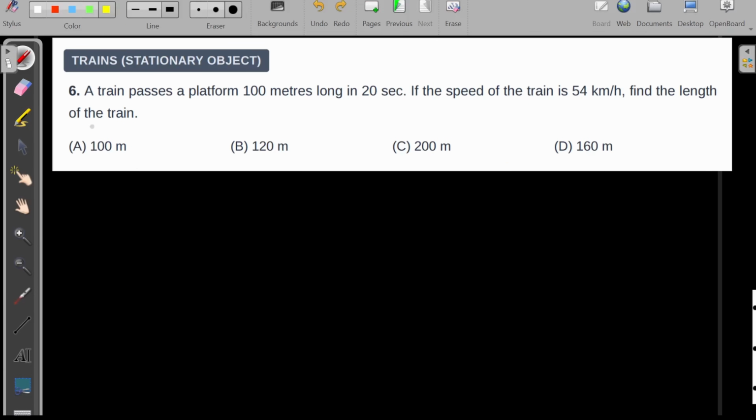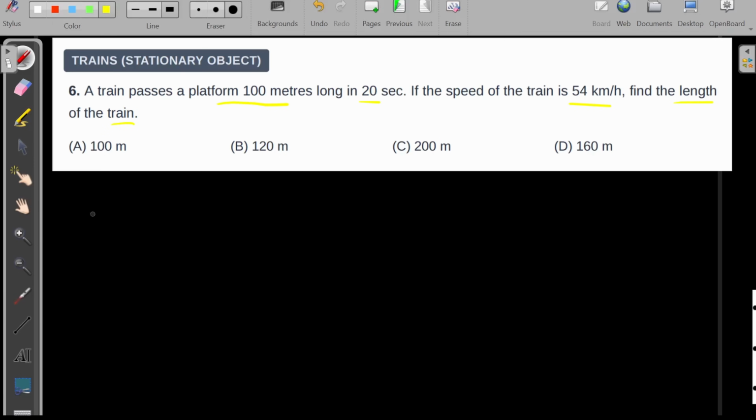Now let's move on to question number 6. A train passes a platform that is 100 meter. So a platform length is given, 100 meter, and the train took 20 seconds to pass that platform. If the speed of the train is 54 km per hour, so the speed of the train is given, 54 km, we need to find the length or the distance of the train. The options are given: 100 meter, 120 meter, 200 or 160 meter.